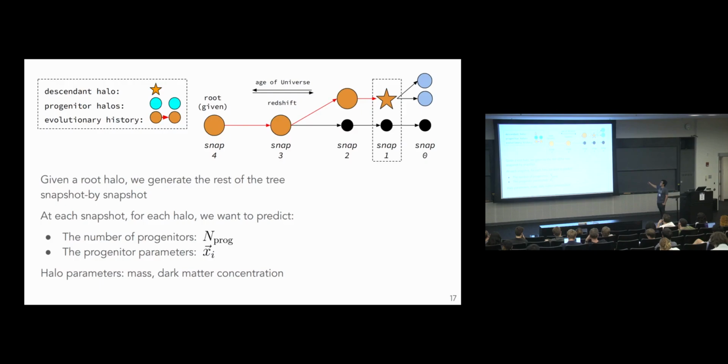And you can auto-recursively keep modeling it until you model completely full merger trees, right? So in a kind of way, you can write your distribution as a joint distribution of the number of progenitors and the progenitor properties. And you have to do it for every single halo.